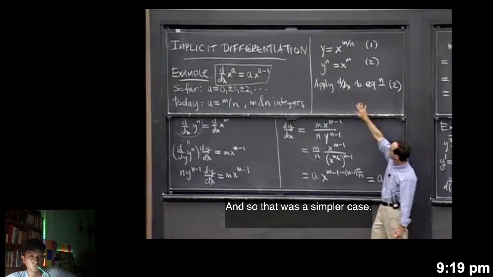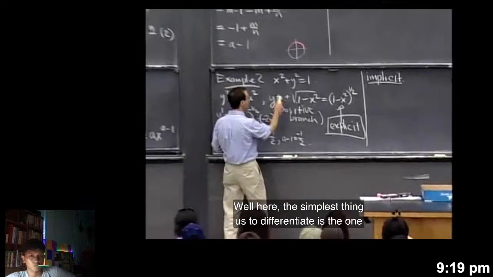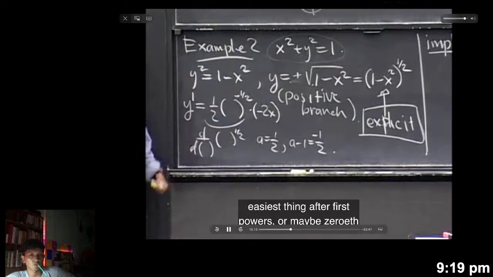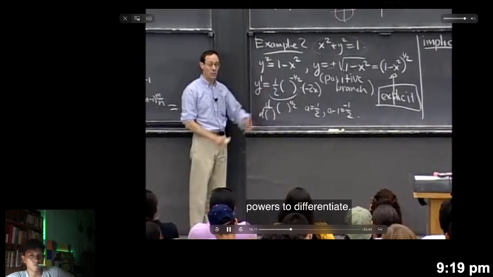Well, here the simplest equation for us to differentiate is the one we started with. Squares are practically the easiest things after first powers or 0th powers to differentiate. So we're leaving it alone. This is the simplest possible form for it. And now we're going to differentiate.